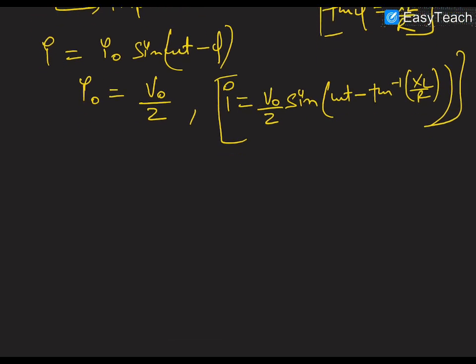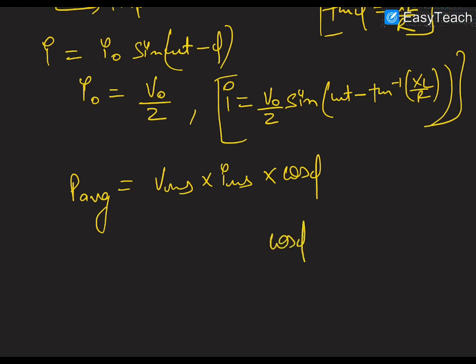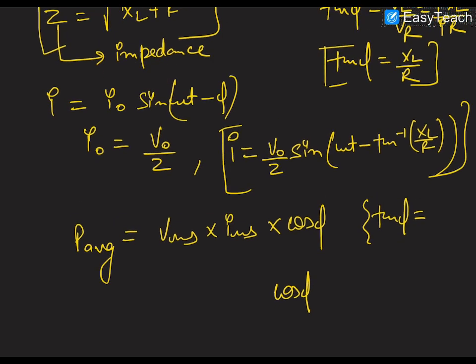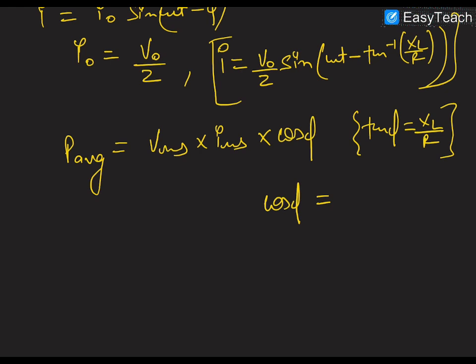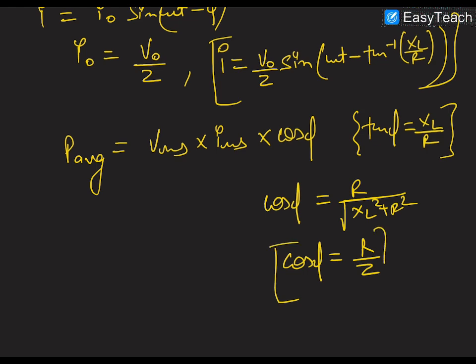Now if we discuss the average power loss, we know the formula that average power loss is VRMS into IRMS into cos phi. Cos phi is the power factor. As we know that tan phi is XL upon R, therefore cos phi will be R upon the square root of XL square plus R square. So cos phi will be equal to R upon Z. This is cos phi.